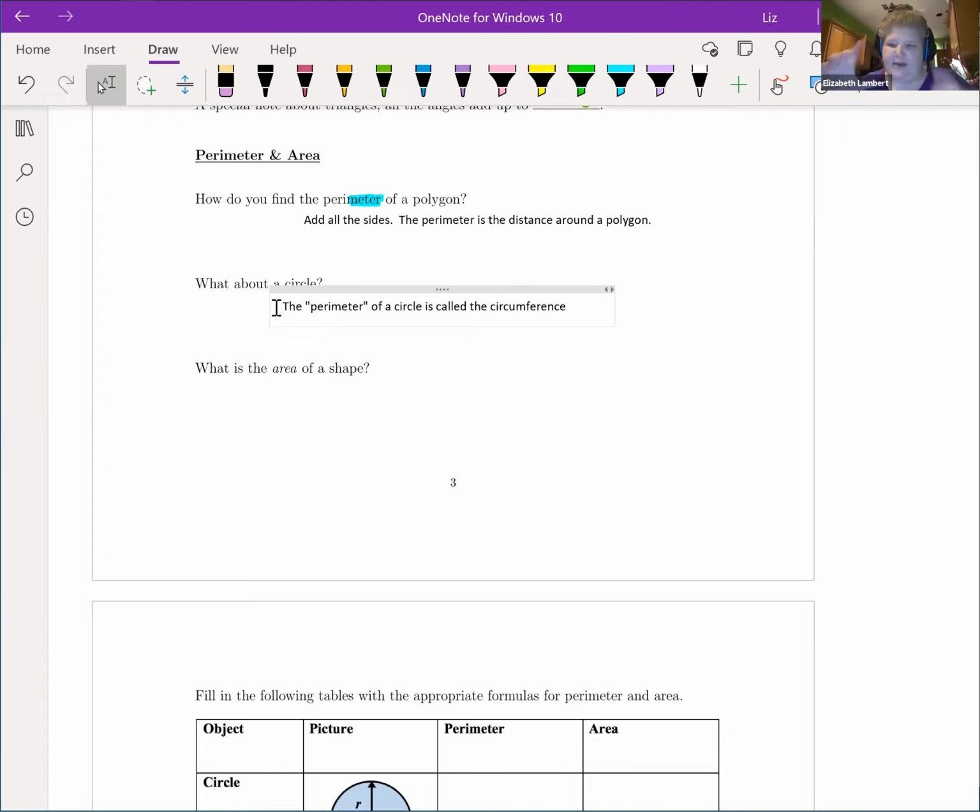So that is, if I draw a circle and then I take a string, I go all the way around and then I pull that out and measure it, that is my circumference. So it is a distance I can measure. It is just not made up of straight lines.